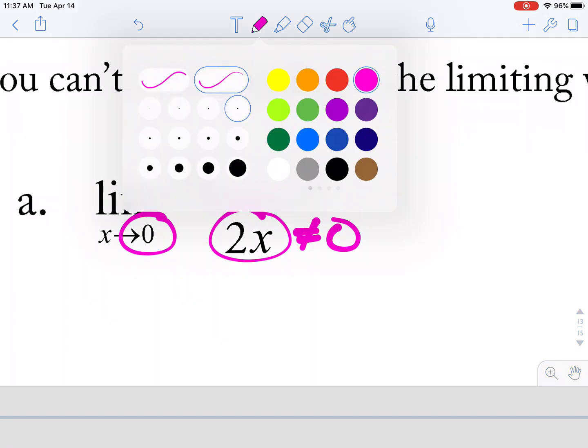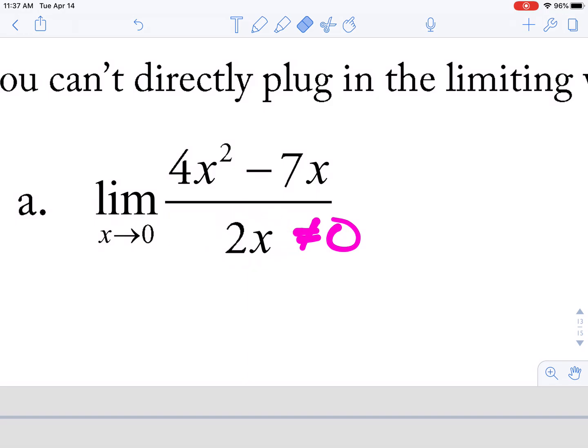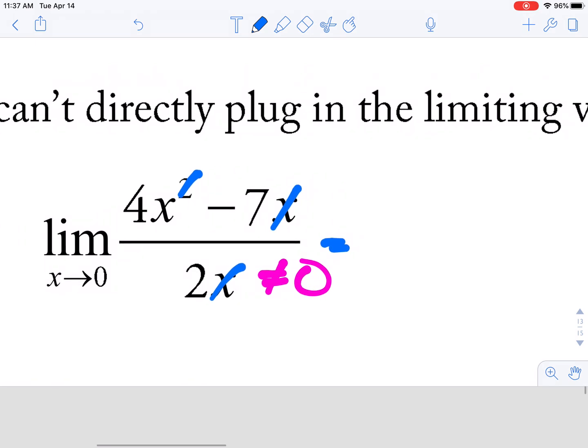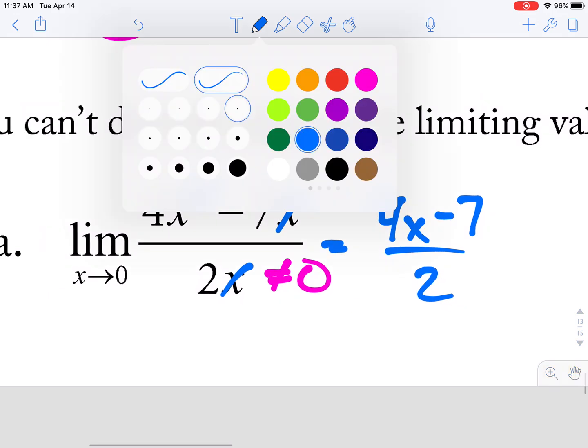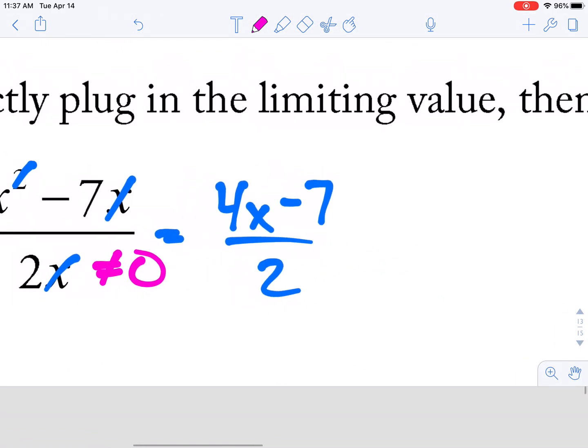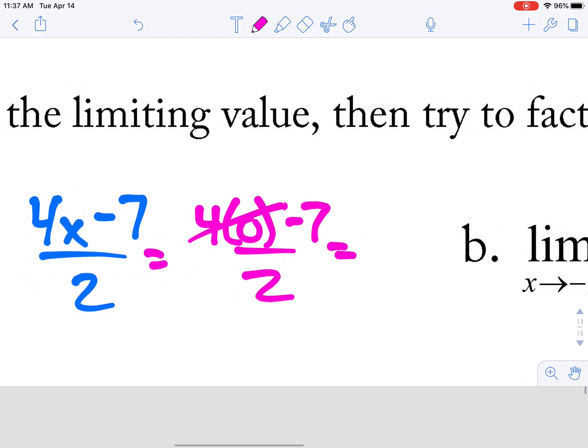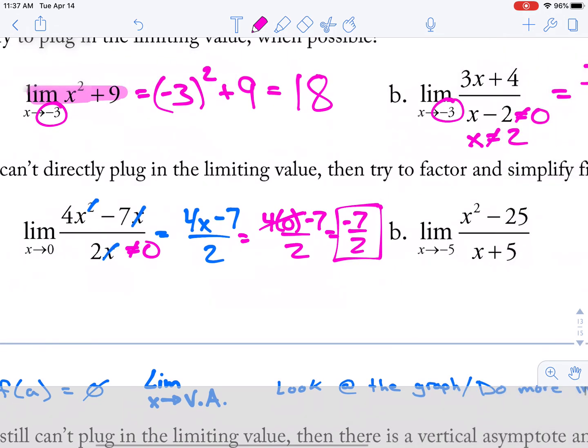So I have to do more work beforehand. Before I plug it in, I need to simplify, and that's why it's always the first step to simplify. Here, I can cancel out an x from everything to get the new function (4x - 7)/2. Now I can plug 0 in to get (4 times 0 - 7)/2, and I have no problem here, so I end up getting -7/2, and that's what my limit would be. So I had to simplify before I could just plug in the value for a.